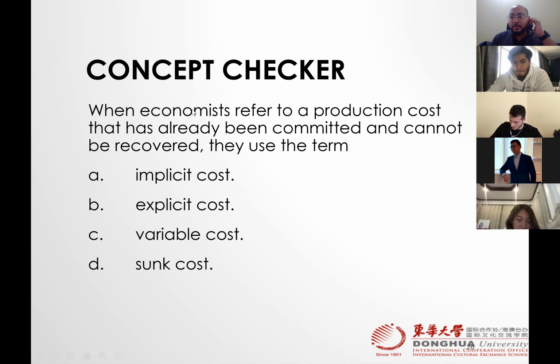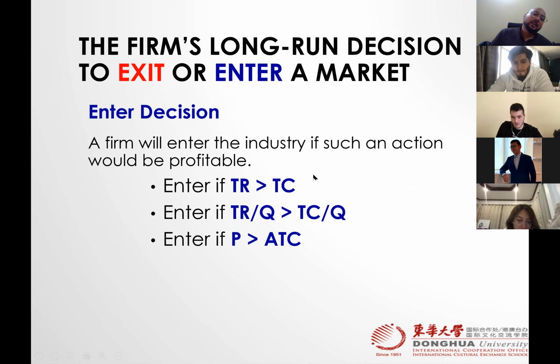So when economics refers to the production cost that already been committed and cannot be recovered, it is sunk cost, right? So here we go. Now here comes the long run decisions. So we know that in short run, price can fluctuate, go up and go down, right? But long run, the price remains stable, right? Because we're talking about long run scenario.